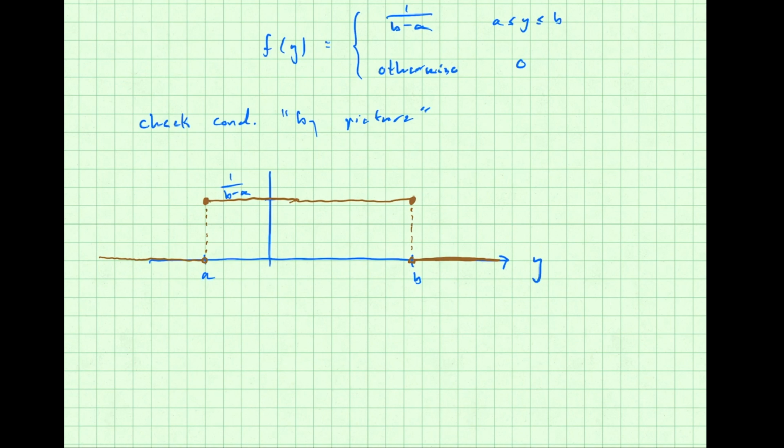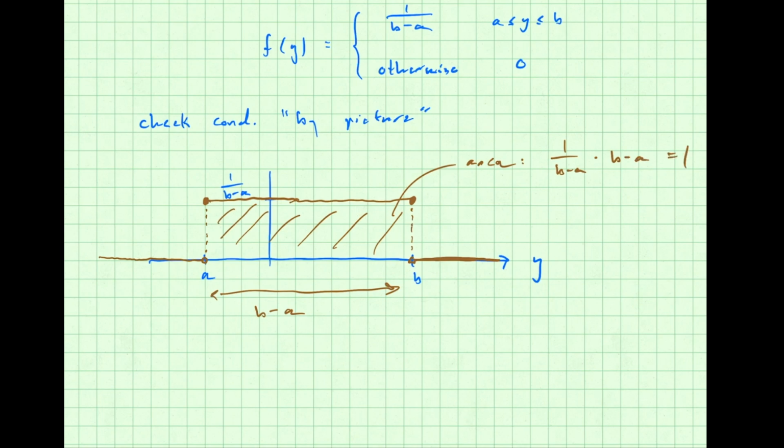Is it honest? Well, it's honest if the area underneath in that little rectangle, if this area is 1. And so what is this area here? It's the height times the width, or the width times height, whatever you want to say it. Right? So this is 1 over b minus a. That's the height. And then what's this width? That's b minus a. Right? So times b minus a. So that's 1. So it's honest and it's positive.